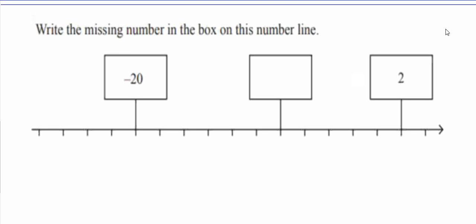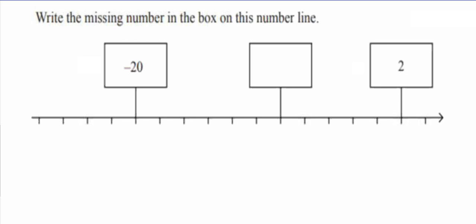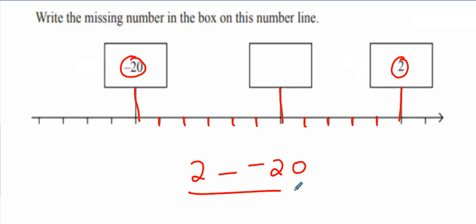We have this question which says, write the missing number in the box on this number line. So what we have to do first is to check each line here goes with the interval of how much. To do that, we have to take this number here minus this number. Do 2 minus negative 20.